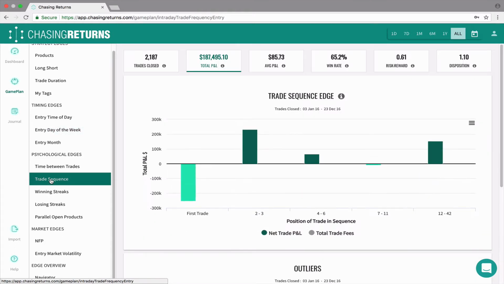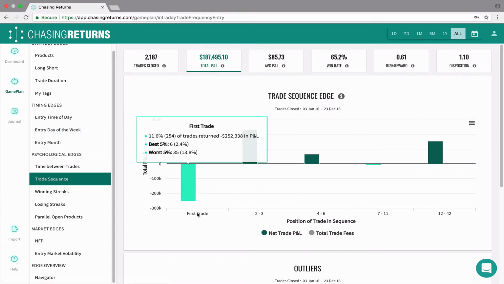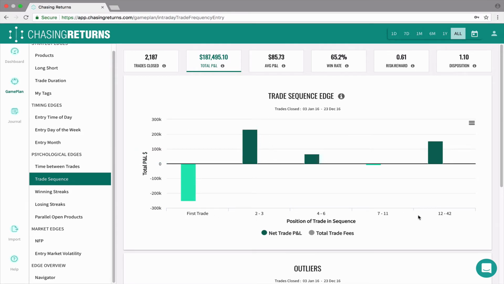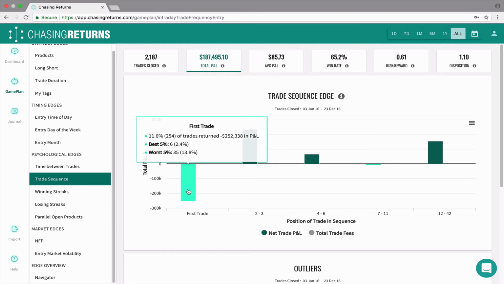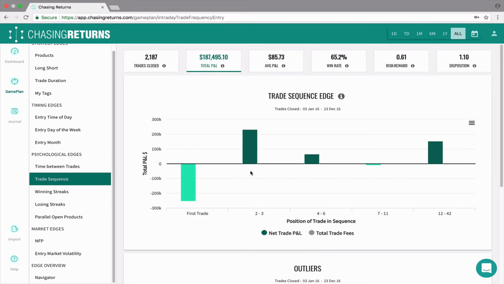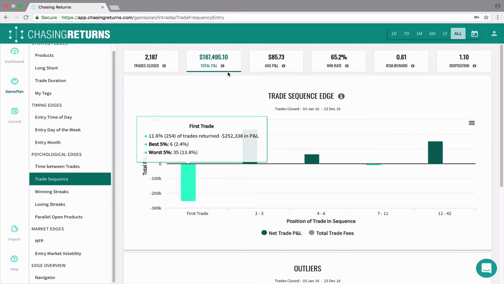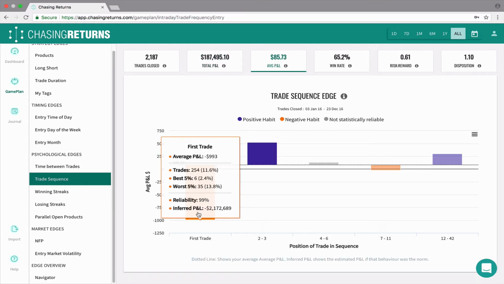Okay, trade sequence refers to how did I behave on my first trade of the day, second, third, fourth, etc. as the day progresses, right? So again, starting with the P&L, we can see that on the first trade of the day, over the course of a year, this trader lost $250,000, right? Very, very significant number. So it means that to make this 200K profit, he's got to make back another 450 to compensate for this loss, right? And when we look at the edge, this is really significant, okay?